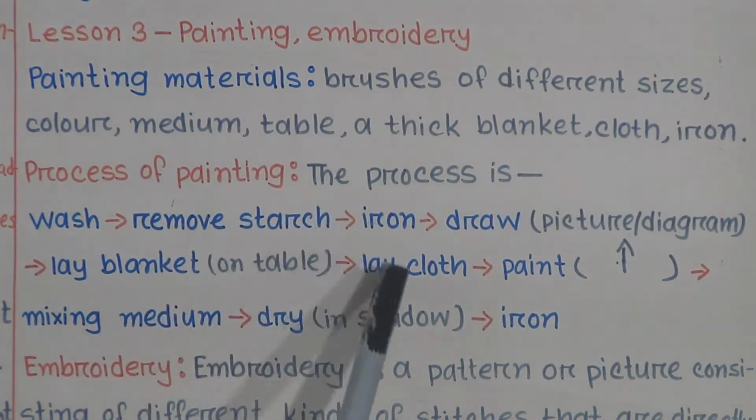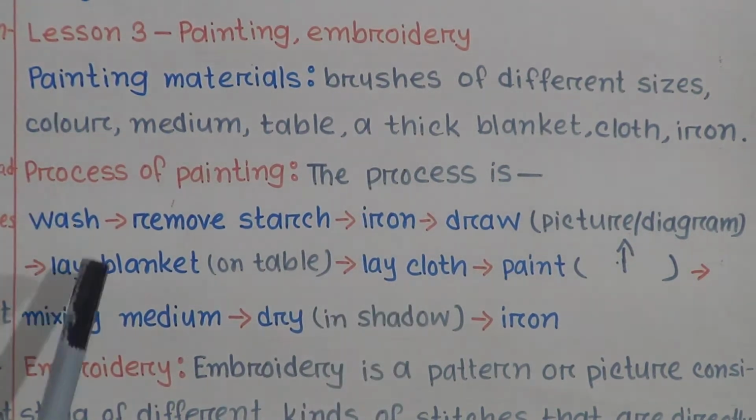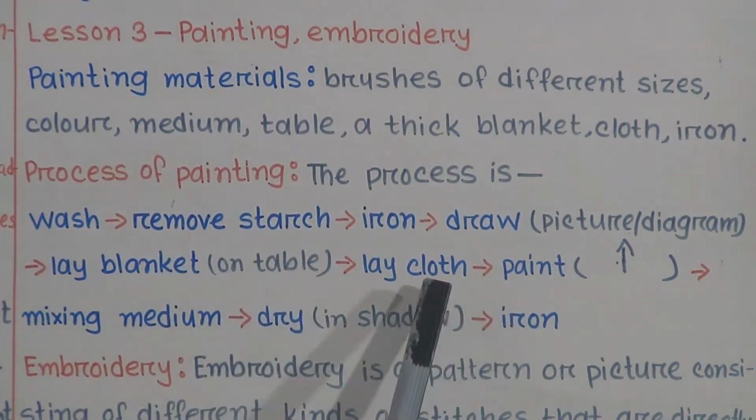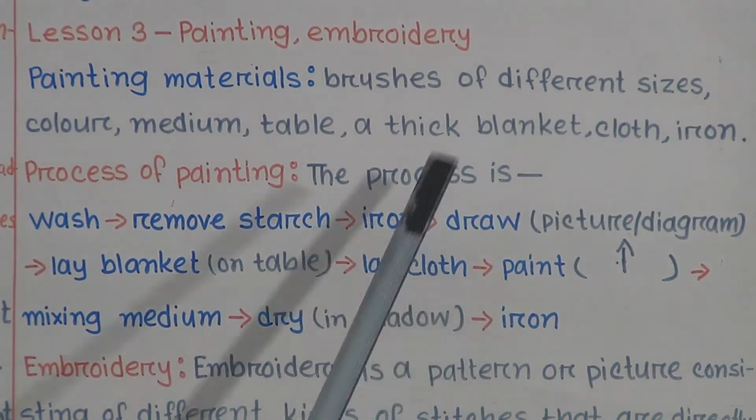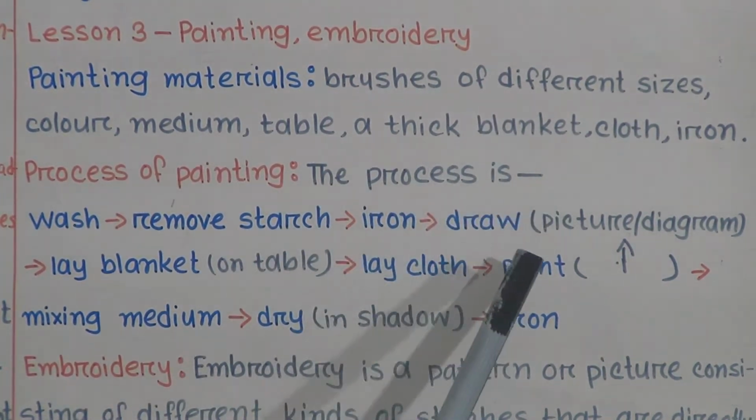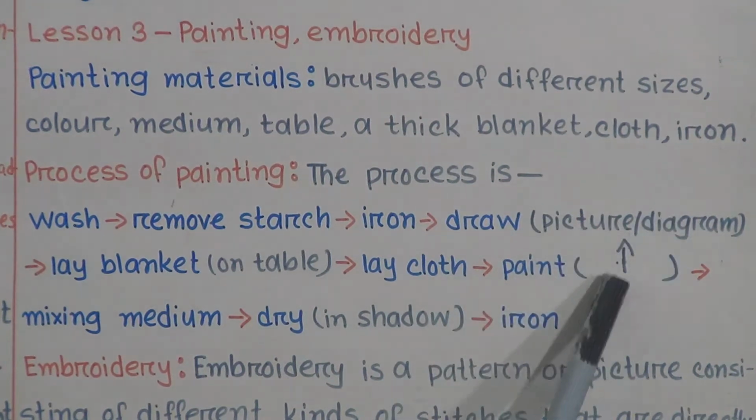And we have to lay a cloth. That means we have to lay the cloth on the blanket that is on the table. And after that, after laying the cloth, we have to paint. We can again paint a picture or diagram, anything you want.